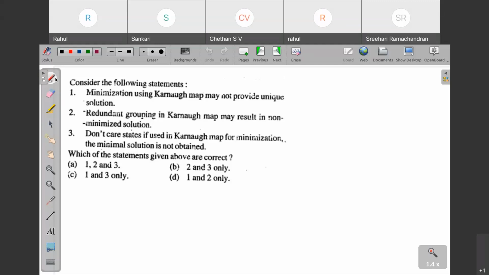Sir, 1 and 2, option D. Okay. Someone is saying option C, 1 and 3. Someone is saying D, but only one of the options can be correct. So let it be. We will solve this after we know about K-maps, and then we will see how many of you come to the same answer.